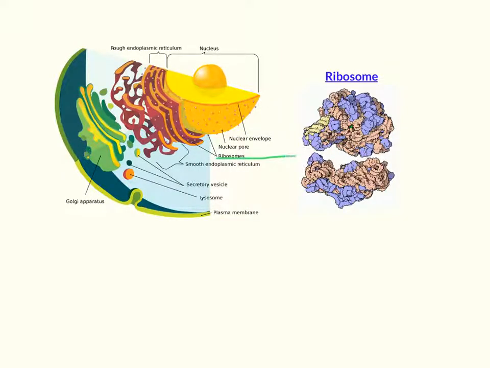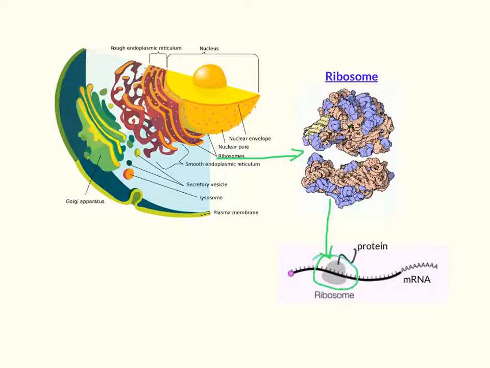Ribosomes are made out of ribosomal RNA and proteins, and they come in two subunits. Think of them as hamburger buns. There's a smaller bottom piece and a larger top piece. The two subunits will fit together on a messenger RNA to read the messenger RNA and make proteins.